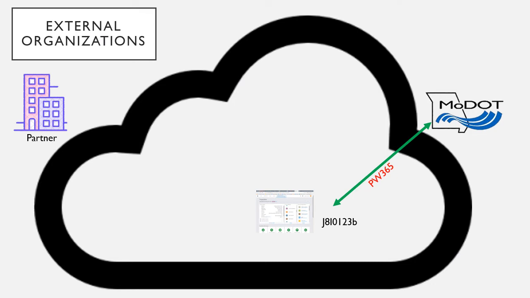Here's how it works. In this example, MoDOT created a ProjectWise 365 cloud project and is working on it as shown with the green line. MoDOT at some point invites an external organization. When the organization accepts the invitation, a new blank project of the same name is created for that organization.